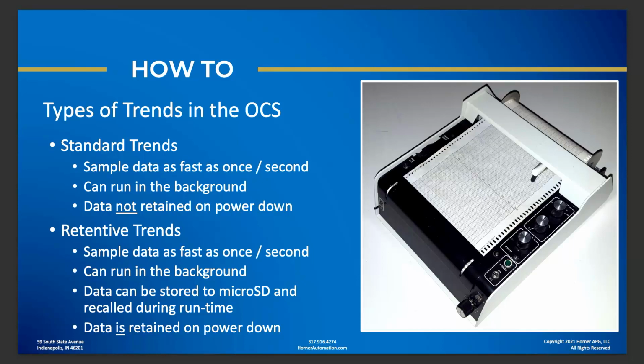What about a retentive trend? Well, a retentive trend is just about identical to a standard trend, but the only difference is that data is retained on power down. Okay, makes sense, right? And then one other main difference, and that is with a retentive trend, you can choose to store the data that is trended to micro SD, and then that data can be recalled later. And we'll talk about that in a little more detail here in a couple minutes.